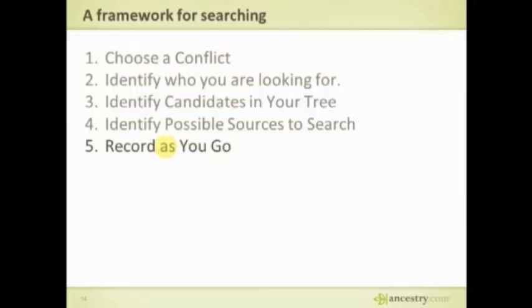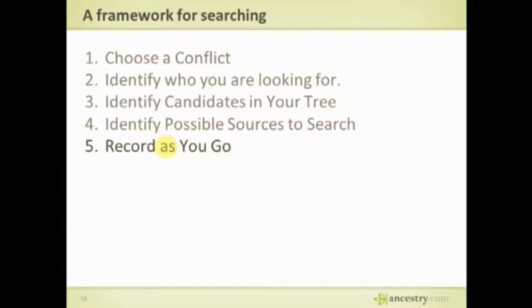All right, so we've chosen a conflict, identified who we're looking for, and that basically is characteristics of people, identified the candidates in our tree that meet those characteristics, identified where we're going to start searching. Now we're going to record as you go. This is really important. Genealogy, family history, is not about collecting records. It's about proving kinship and proving identity. Who's related to who and who were they? What was their life like? Records are just evidence and information that help us tell that story.